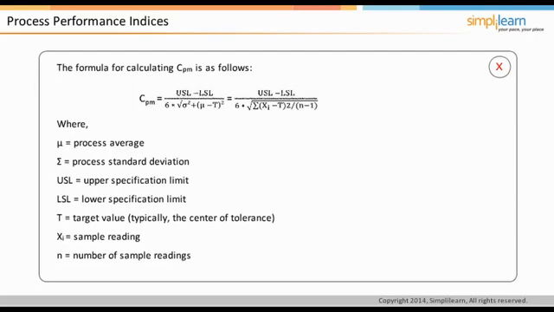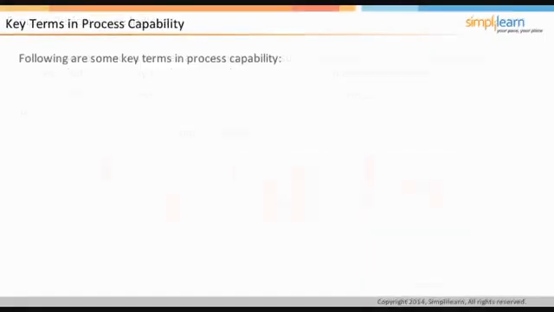T is the target value, which is typically the center of the tolerance. XI is the sample reading, and N is the number of sample readings. We will look at the key terms in process capability in this screen.